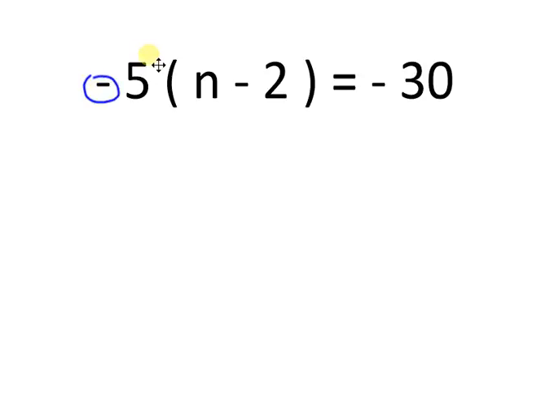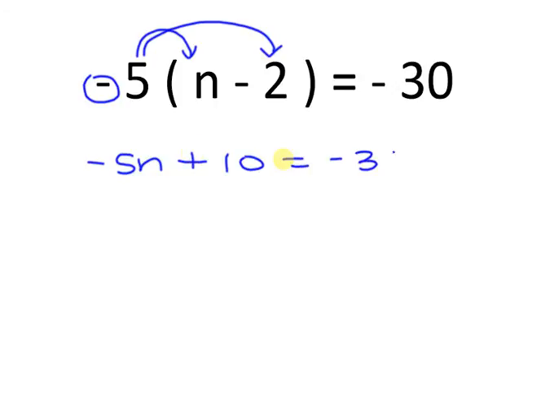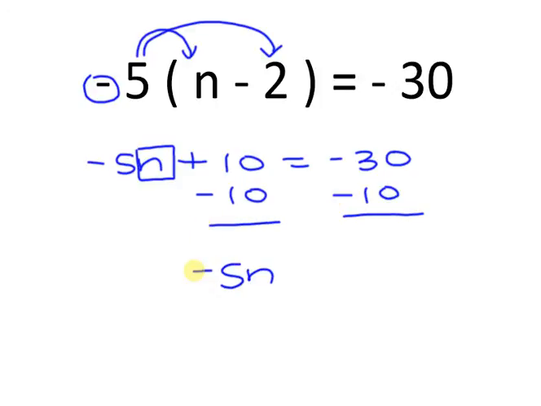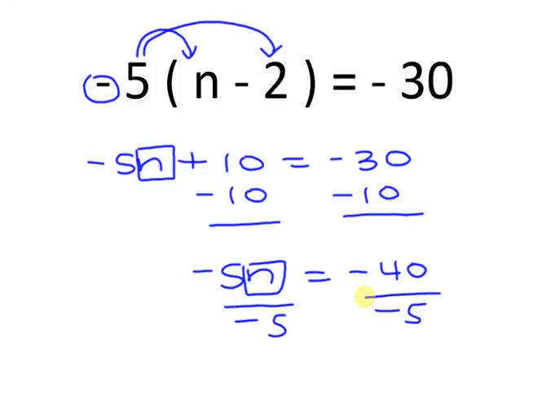Make sure you watch out for your negative. -5 times n is -5n. -5 times -2 is +10 equals -30. Alright, so we're going to box our variable. We're going to do -10 from both sides. So we have -5n equals -30 plus -10 is -40. So we're going to box the variable, divide by -5, divide by -5, n equals negative divided by a negative is a positive, so n equals 8.